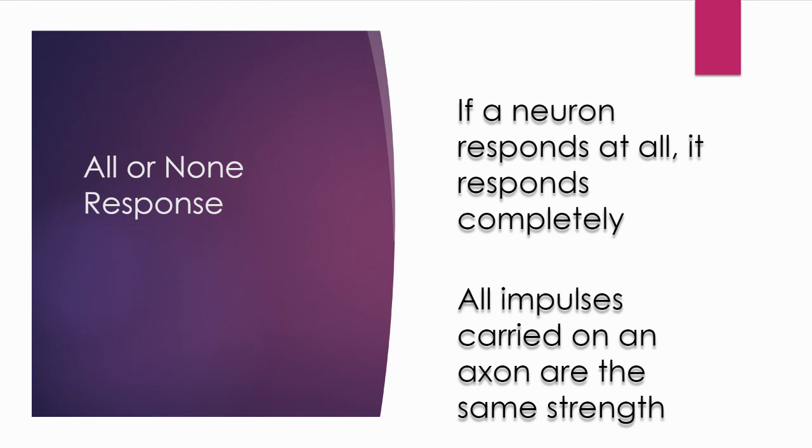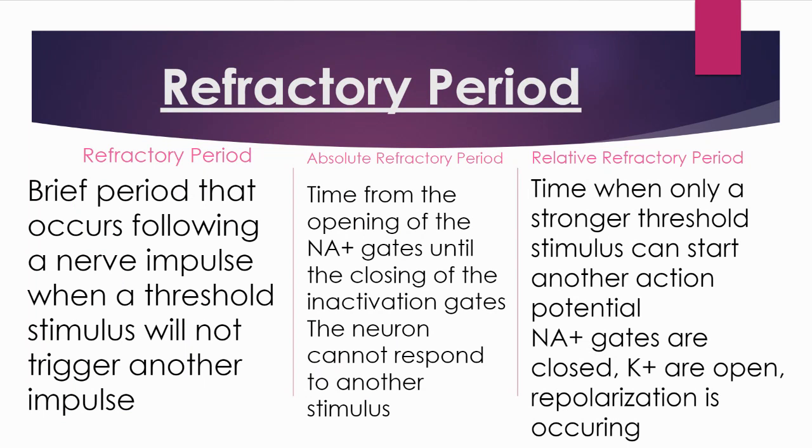All impulses carried on the axon are the same strength. Now, a refractory period is a brief period that occurs following a nerve impulse when a threshold stimulus will not trigger another response. It limits the frequency of impulses of a neuron. The absolute refractory period is the time when the threshold stimulus does not start another action potential. And a relative refractory period is a time when a stronger threshold stimulus can start another action potential.